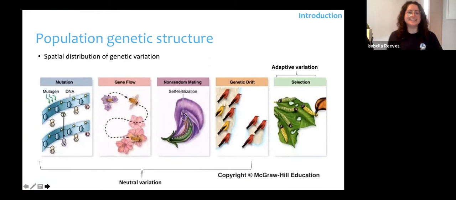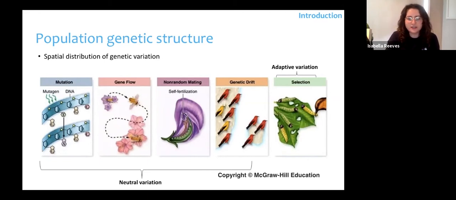genetic structure is considered to be the spatial distribution of genetic variation within a species. So it can be affected by neutral factors such as mutation, gene flow, non-random mating, and even genetic drift. And it can also be affected by adaptive factors such as natural selection. So for species that are considered rare and elusive, this is obviously a great tool, especially using genomics to try to look at the patterns of structure within a species, because you don't necessarily need to be with the species a lot to get that type of information.